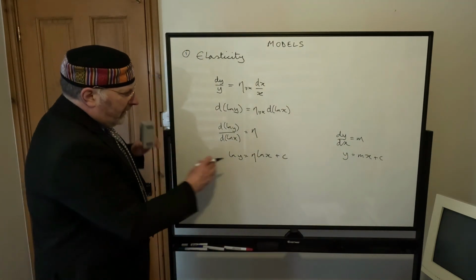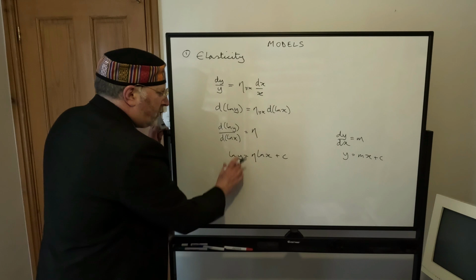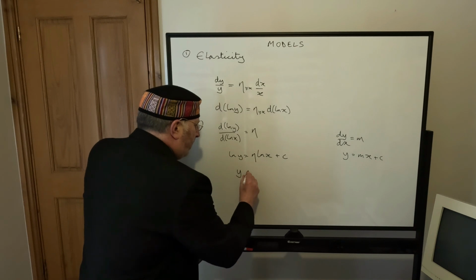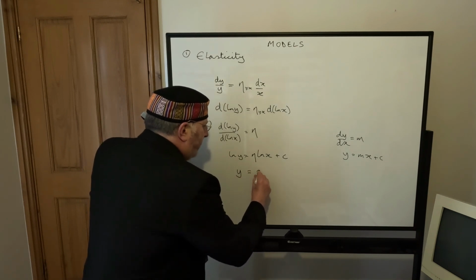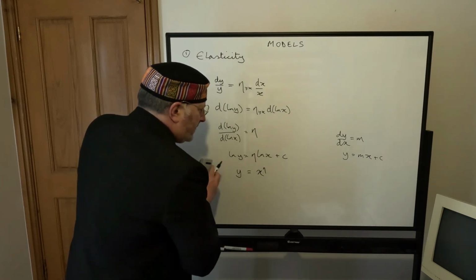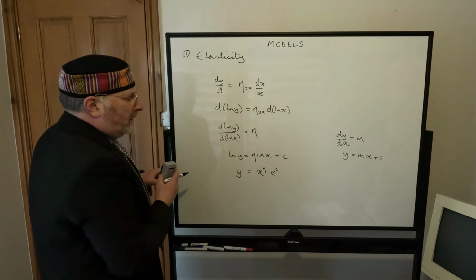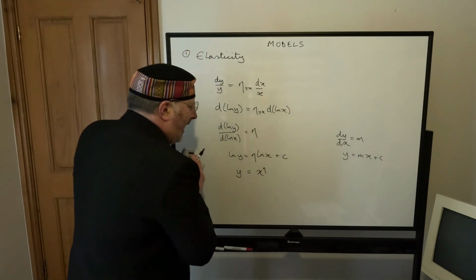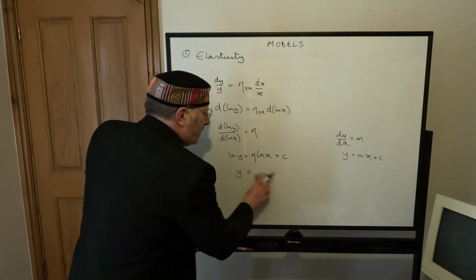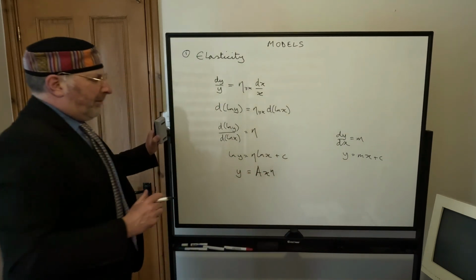So we can now exponentiate both sides, do the inverse of the logarithm. So we get y equals x to the power of eta, and this c will become e to the c, which I can just call a, and then I'll just rearrange these. I'll put a x to the power of eta.